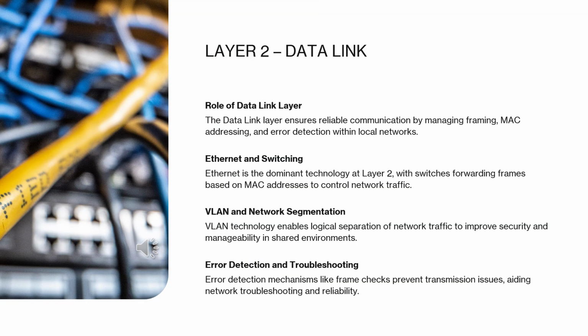Next is the data link layer. This layer ensures reliable communication by managing framing, MAC addressing, and error detection within local networks. Ethernet is the dominant technology at layer 2, with switches forwarding frames based on MAC addresses to control network traffic.